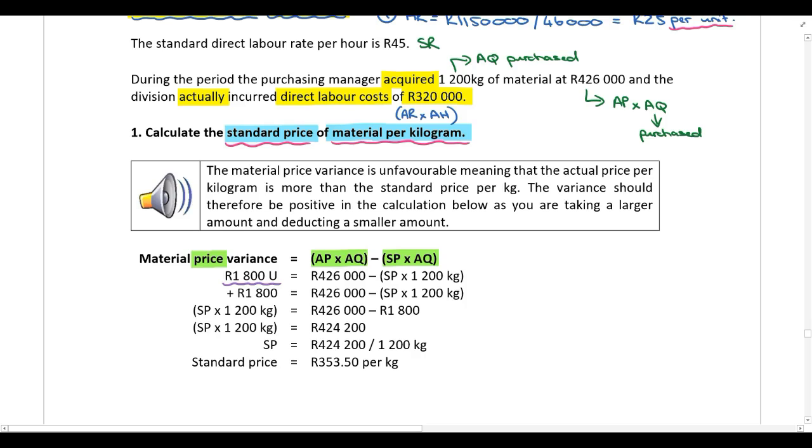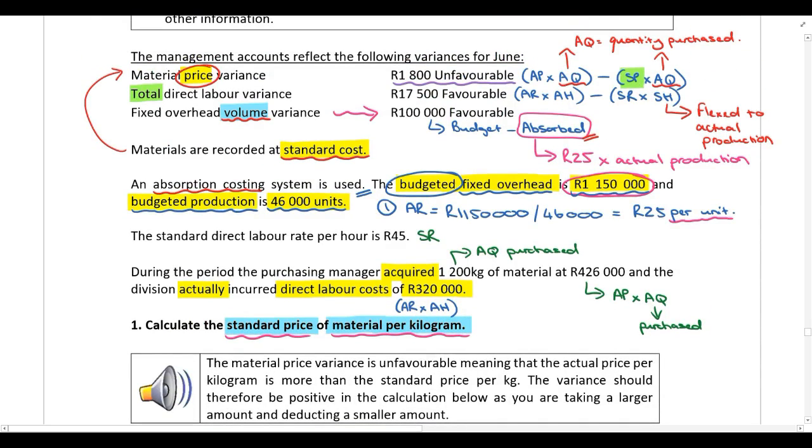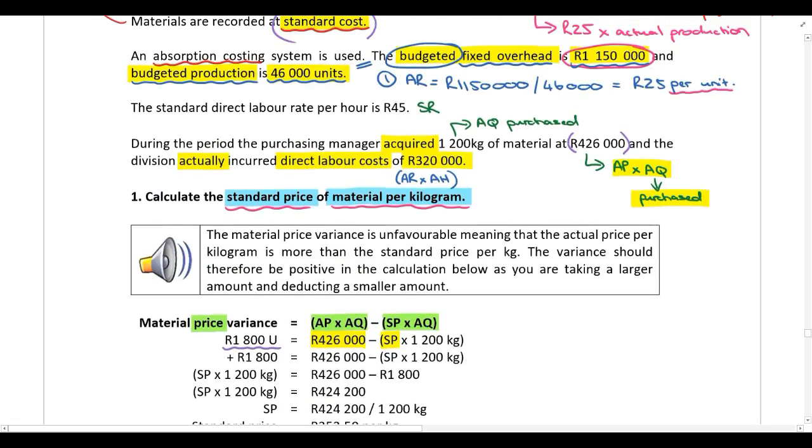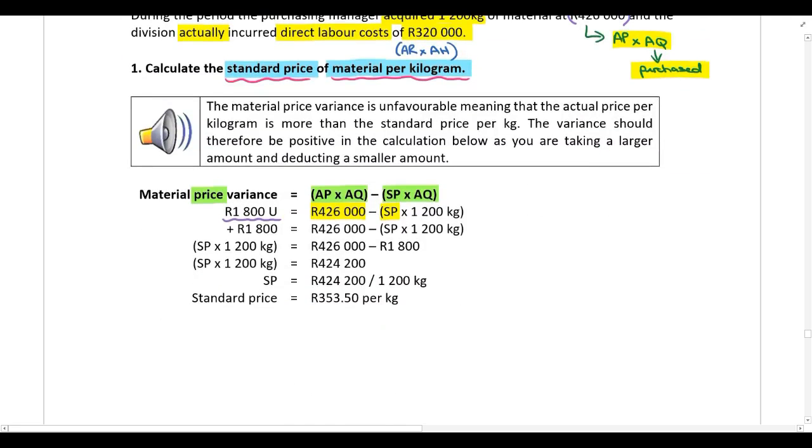We know that the actual price multiplied by the actual quantity, and remember, we were told that material is recorded at standard cost, so that means the actual quantity must be the actual quantity purchased. So we take the actual price multiplied by the actual quantity purchased, which is 426,000 Rand. Then we don't know the standard price per kilogram, that's what we are trying to calculate, so that's the unknown. And the actual quantity purchased is 1,200 kilograms.